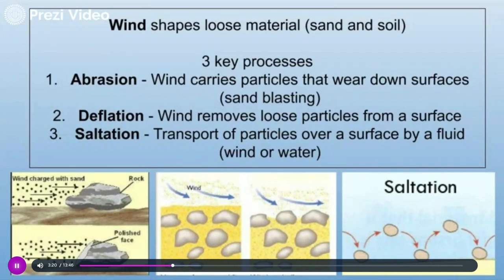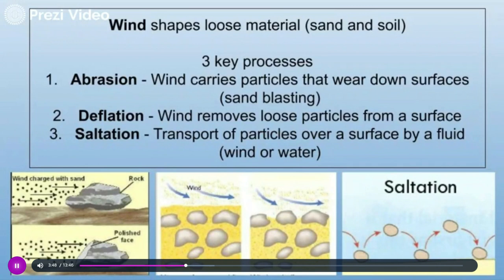Deflation is where wind removes the loose particles from a surface, picks them up and moves them elsewhere. Deflation can cause dips and grooves. It can also lead to the formation of sand dunes, where you have peaks and troughs within the sand, and it also leaves behind larger rocks, as you can see in the image in the middle.